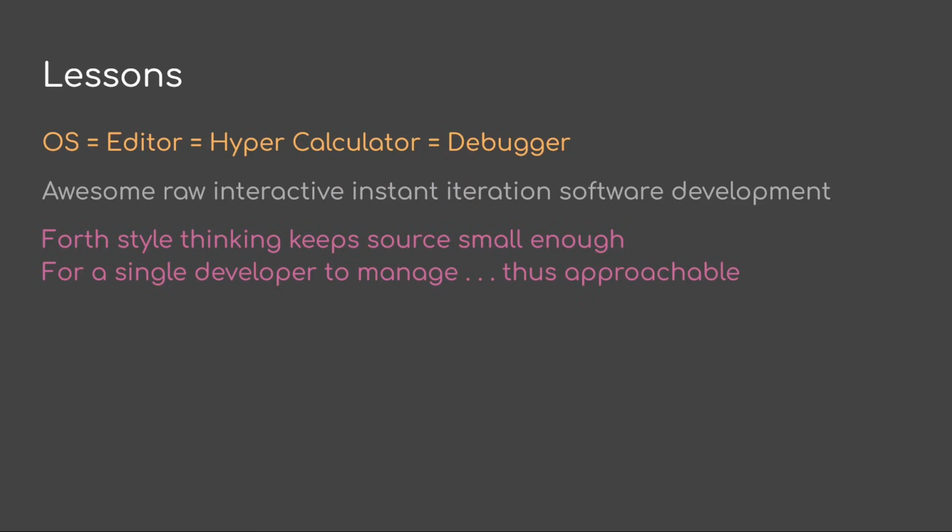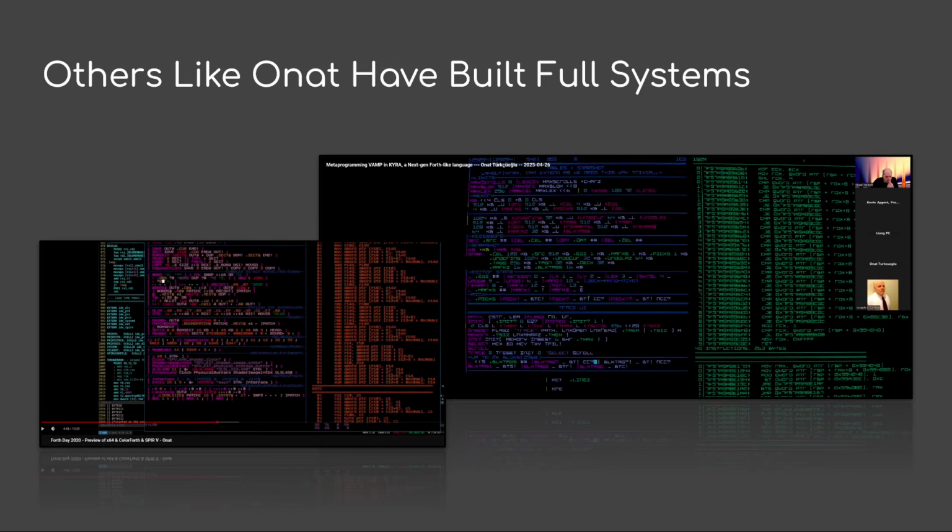So if we were to look back at some of the lessons of all these projects, I think the key thing is that when your OS is an editor, a hypercalculator, a debugger, a hex editor, you end up with this interactive, instant iteration software development. And that part is wonderful. The Forth style of thinking keeps source small enough so that it's approachable by a single developer. And that, I think, is very important. You basically build out your own tools for exactly the way you like to think. And that's where its true beauty lies. Others like Onat have built full systems, meaning he is running something that actually works with Vulkan and generates SPIR-V.